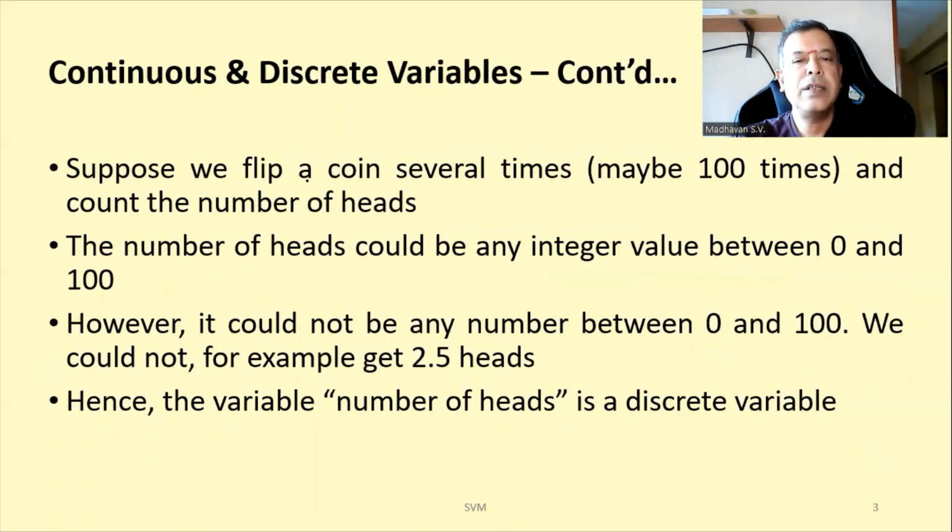Whereas if you consider tossing a coin several times, maybe 100 times, and we have an experiment in which we are just counting the number of heads, the number of heads can be any integer between 0 and 100, because in all the 100 tosses, you may not get a single head, so it becomes 0. Or there may be a possibility that in all the tosses you get heads only. So it can be any integer value between 0 and 100. It cannot take any decimal values, like we cannot get 2.5 heads or 6.4 heads. So here we consider the number of heads as a discrete variable.